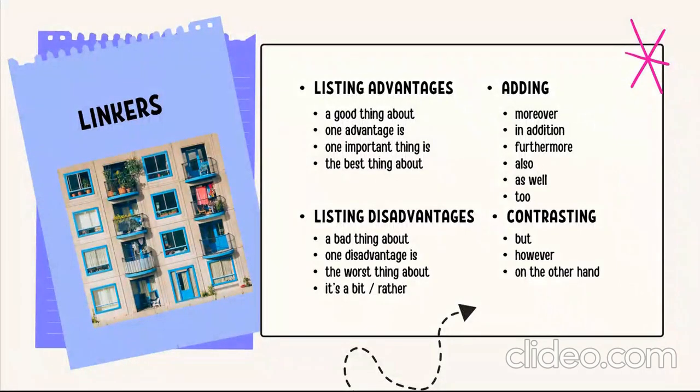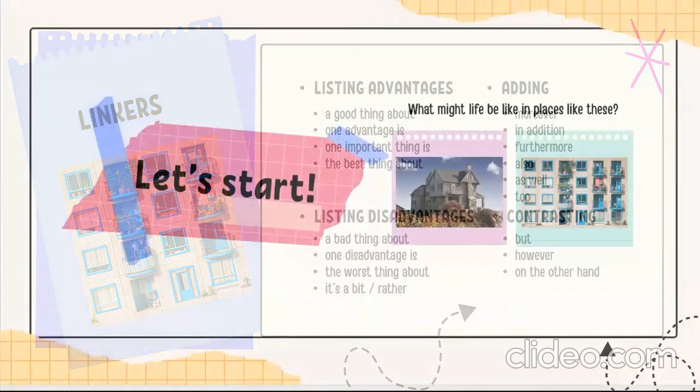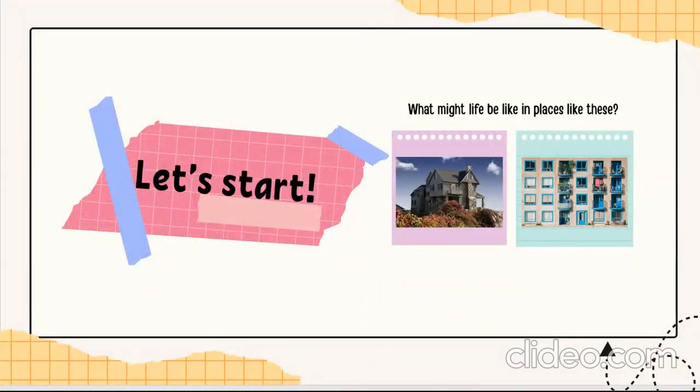Then you may need to list disadvantages. You can use such words and phrases as a bad thing about, or one disadvantage is, the worst thing about, or it's a bit, or it's rather, and then any other adjective. To contrast ideas, you may use such words as but, however, or phrase on the other hand. And now let's get started.